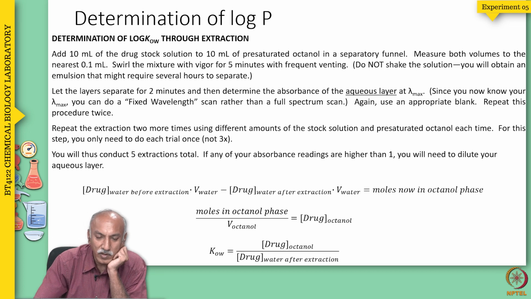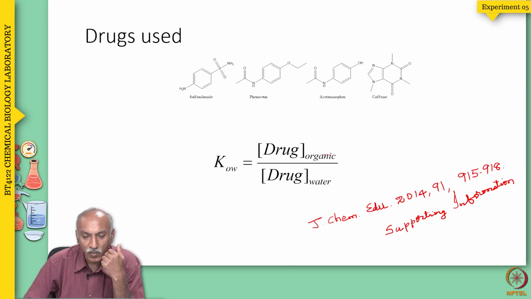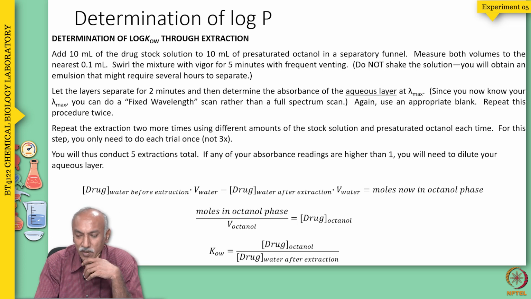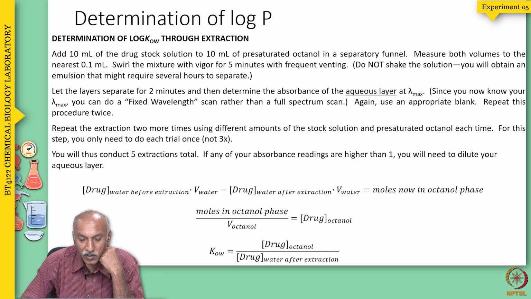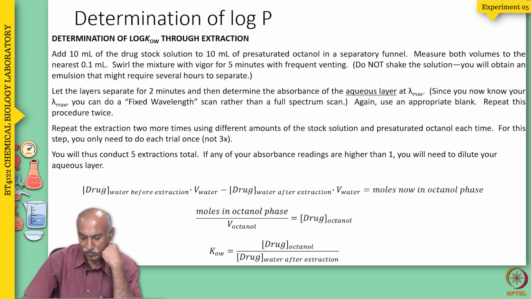And how do we find out the concentration? Through a full spectrum scan, because you know the lambda max values of these compounds. Repeat the extraction 2 more times to find out how much amount has been solubilized in the aqueous phase and the organic phase, and you will conduct 5 extractions in total. If the absorbance is higher than 1, you will have to dilute your aqueous layer. The moles in the water extraction are equal to the moles in the octanol phase, and how much drug is in octanol and how much drug is in the water extraction, you will come to know from this solution.